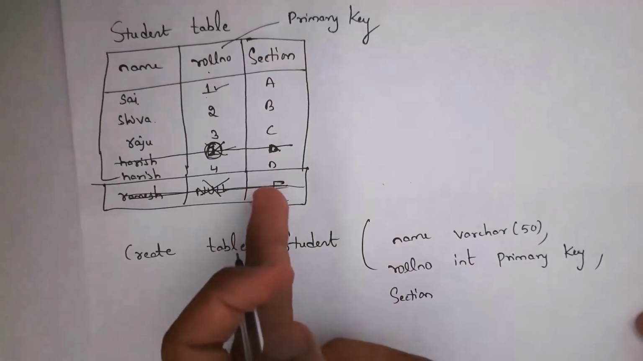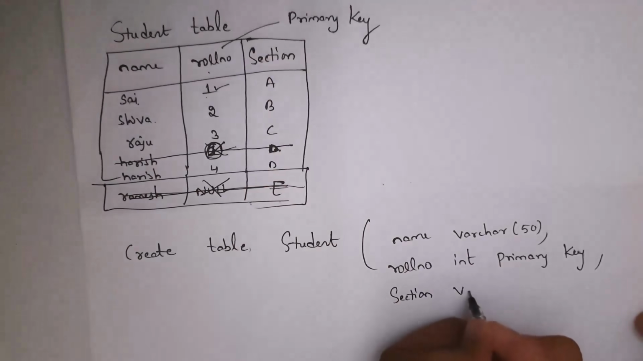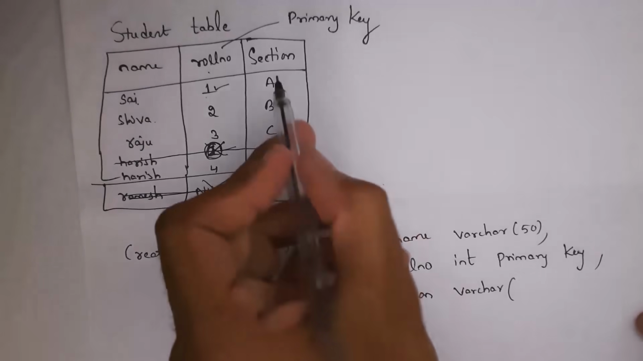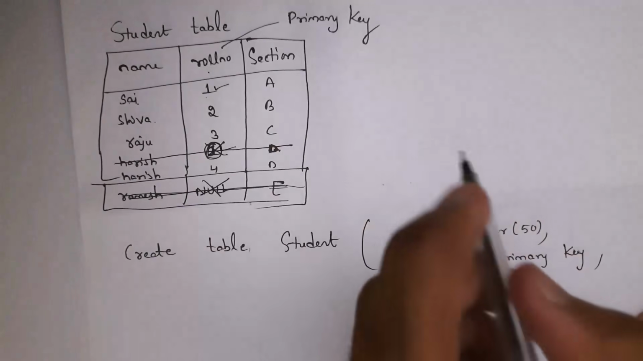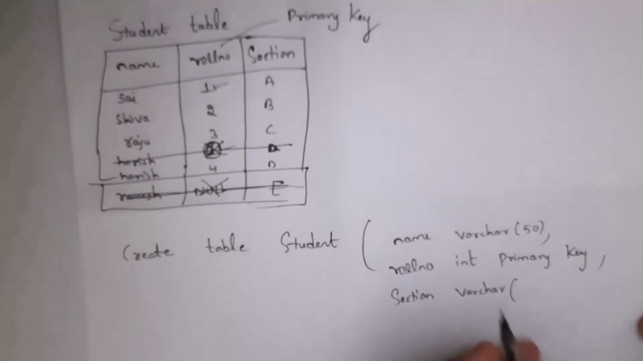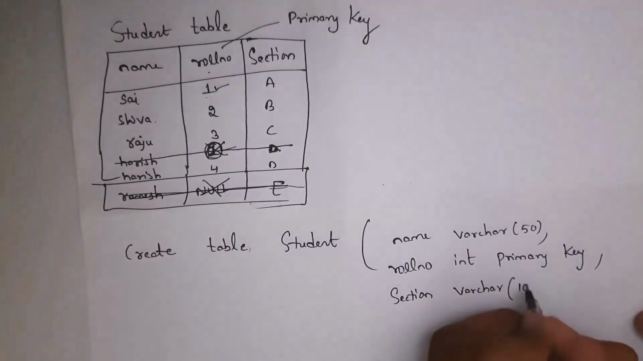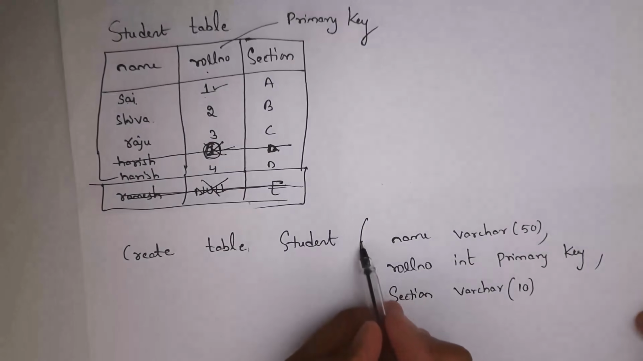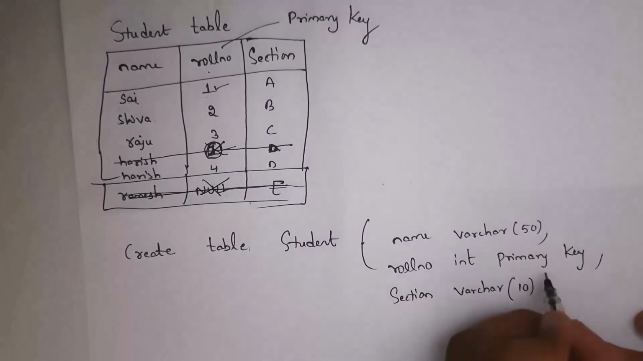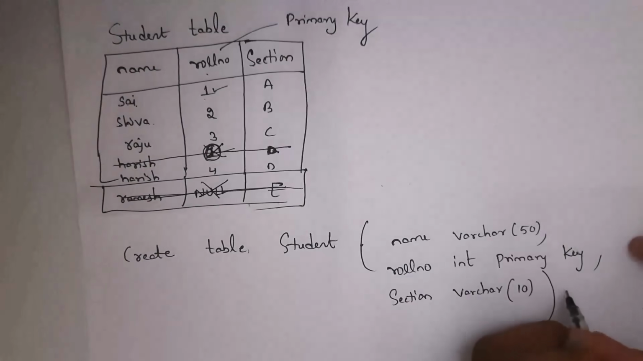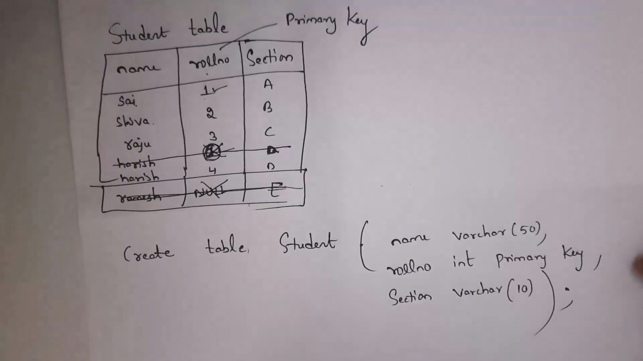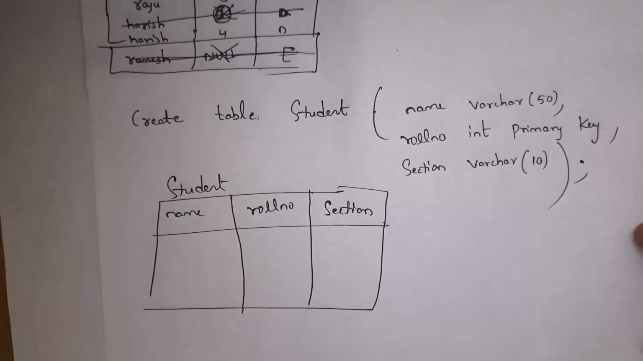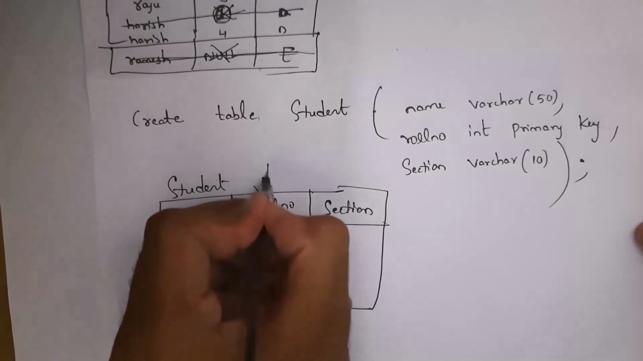All are characters. So I am giving the data type, that is varchar, where varchar stands for variable character, and give the size. I want to give only a single character, so I can give size 1, but I will give here size 10. That means each value will support up to 10 characters. I opened this bracket. Now I need to close this bracket. So close this bracket and give a semicolon. Guys, whenever you write this code and click enter, it will create 3 columns. They are name, rule number, and section, where the rule number column is the primary key.